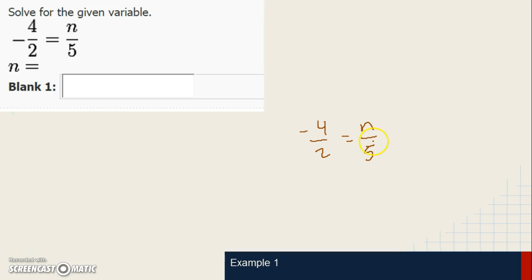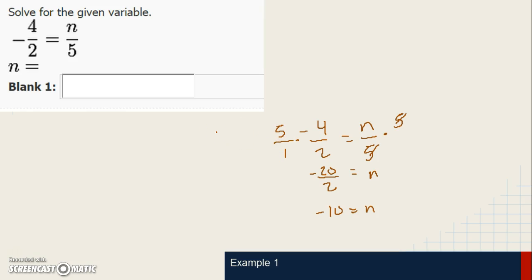Since this 5 is connected through division, I know that if I multiply 5 to both sides of the equation, I'll be left with n equals, and 5 times negative 4, if I made 5 a fraction, 5 times negative 4 is negative 20, and 2 times 1 is just 2. And I can further simplify negative 20 divided by 2 to negative 10 equals n. And so we just solved this equation using inverse operations like we've done in the past.